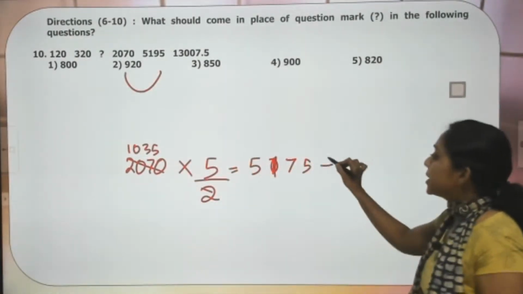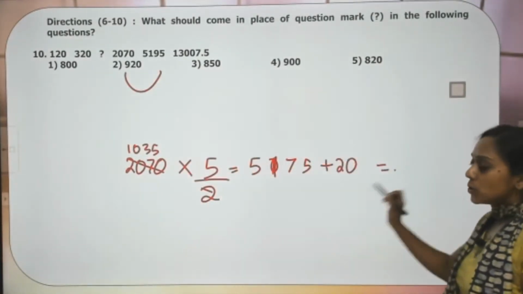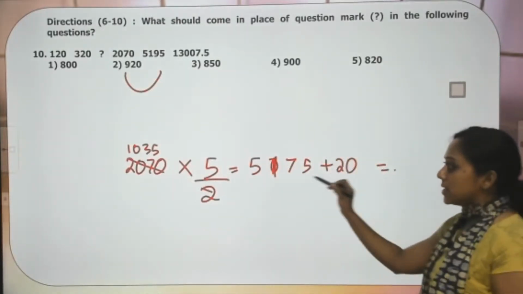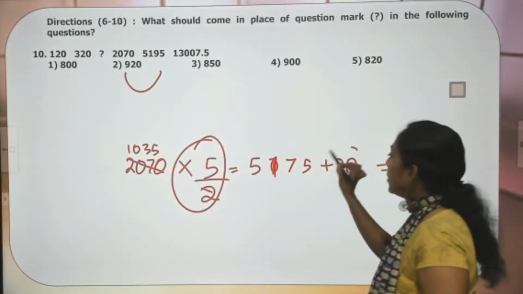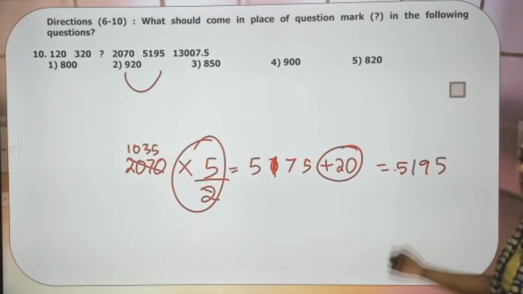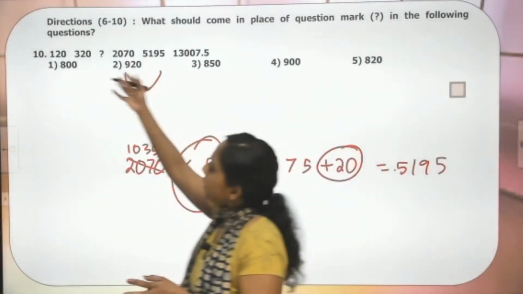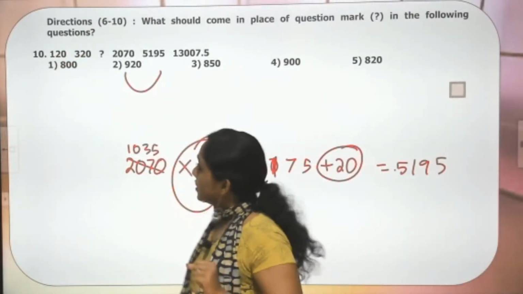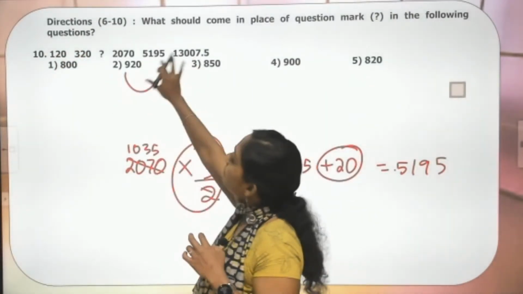So what you need to do is add 20. Okay, so into 2.5 plus 20. So what was the relation? Into 2.5 plus 20 will give you 5195. Okay, now I am moving into these two set of numbers, because that is easier than comparing these two.